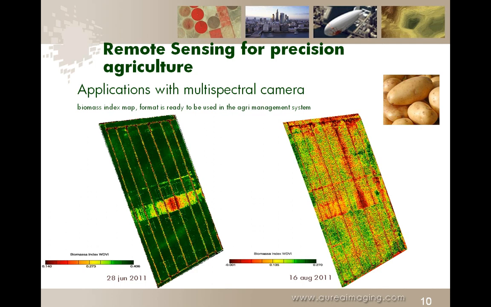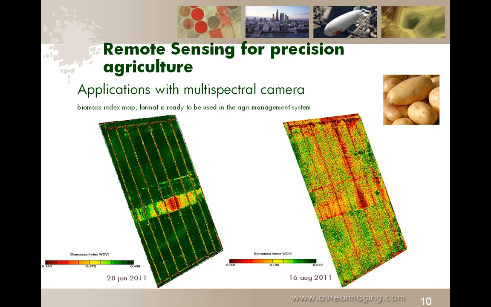Now, last year we flew over this potato field in the south of the Netherlands, and we made this biomass index. It's called WDVI, which is a variation on NDVI. It's corrected for the soil because sometimes high NDVI values get too saturated, and this will reduce the value a bit so we can keep on measuring further in the season. So on the left-hand side we have an image of the 28th of June, and on the right-hand side the 16th of August.